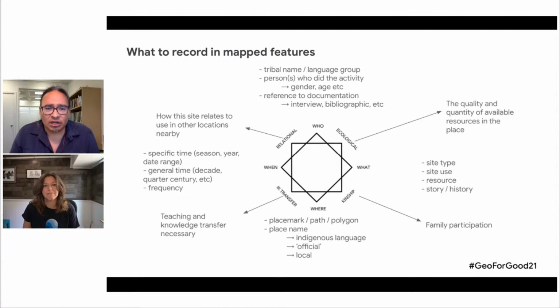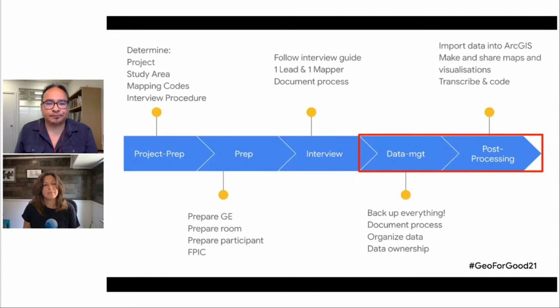The data star includes the who, the what, the where, and the when elements of that particular site. But also it includes the ecological relationship of that site, the kinship relationship, the teaching and knowledge transfer that takes place at that site, as well as how that site relates to other locations nearby. So keeping an eye on recording these types of elements is really important to enrich your data.